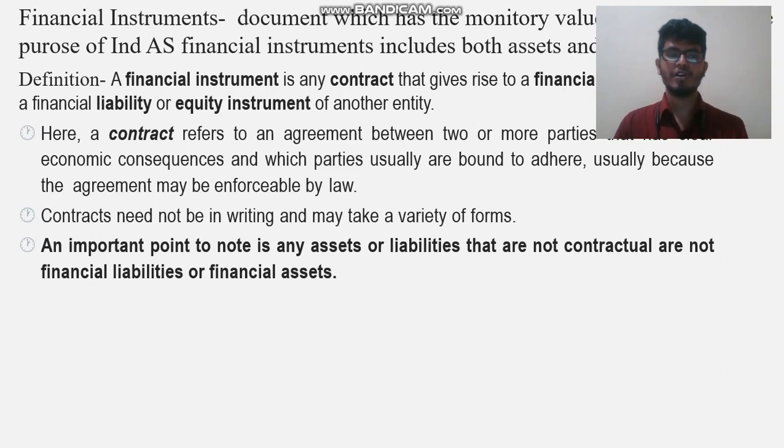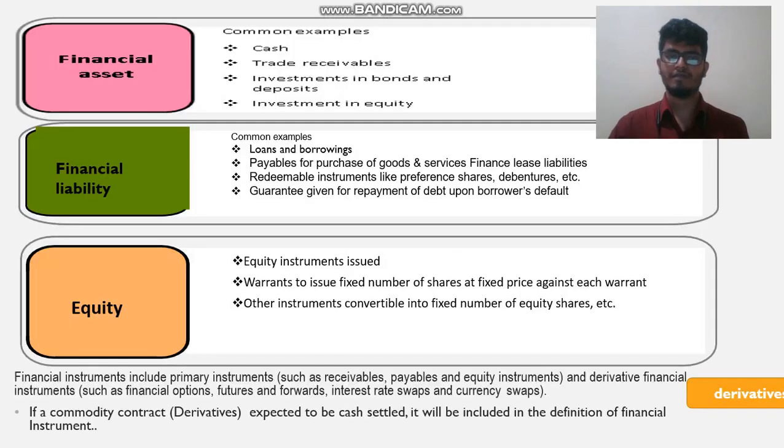An important point to note is that any assets or liabilities that are not contractual are non-financial liabilities or non-financial assets. So any assets or liabilities, if not contractual, should not be treated as a financial liability or a financial asset. That means every contract is not a financial instrument, remember. Each and every contract is not a financial instrument.